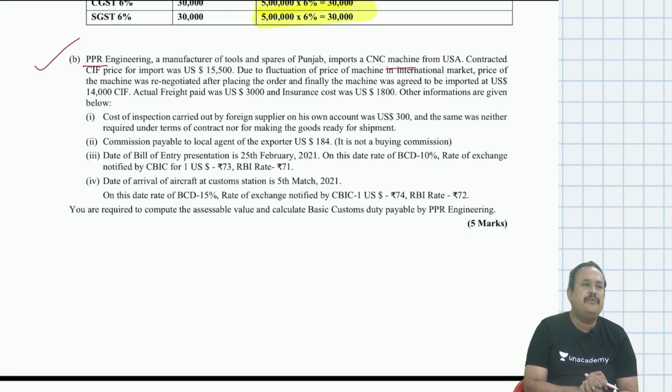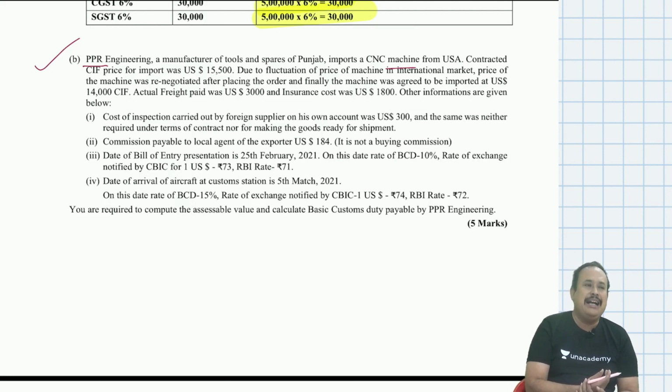Contracted CIF price for import was $15,500. Due to fluctuation of the price of the machine in international market, the price of the machine was renegotiated after placing the order, and finally the machine was agreed to be imported at USD 14,000 CIF, cost insurance freight basis.